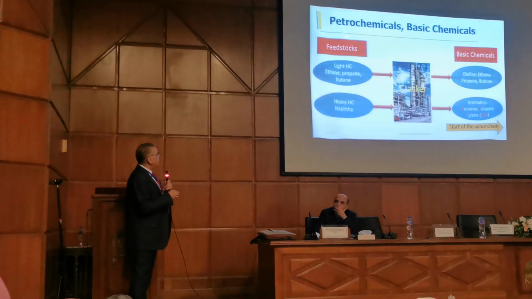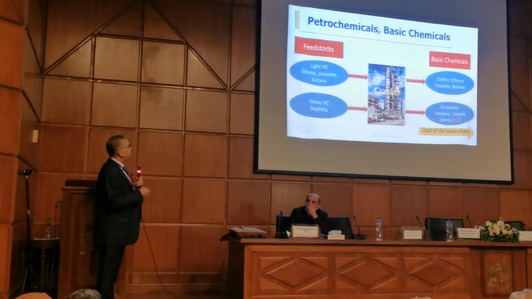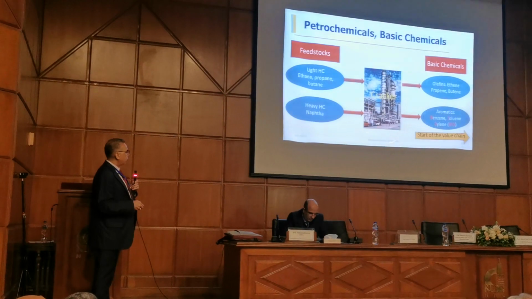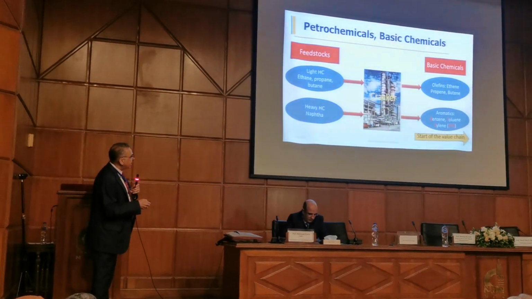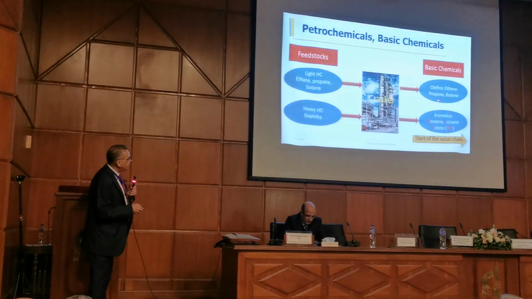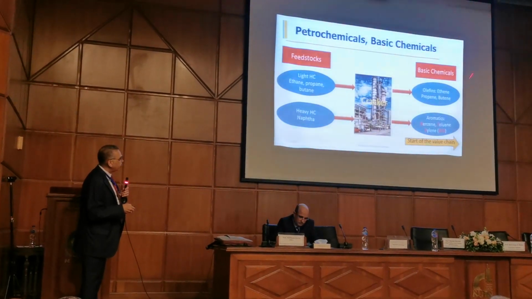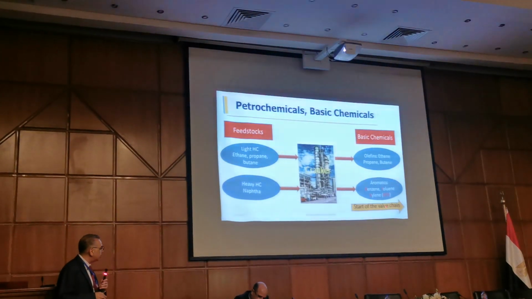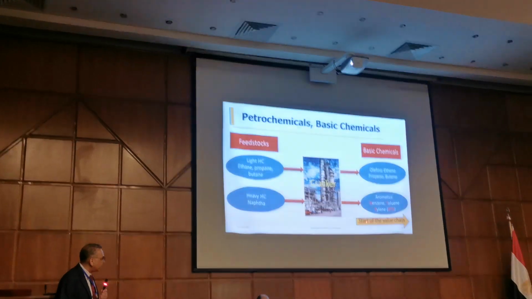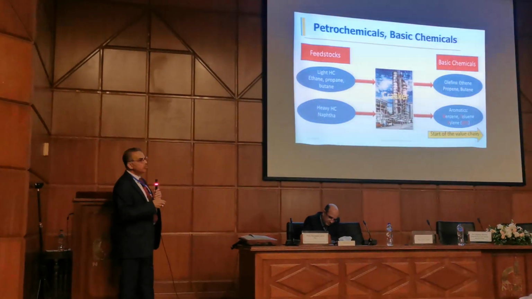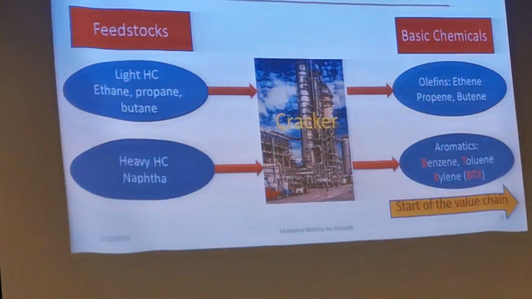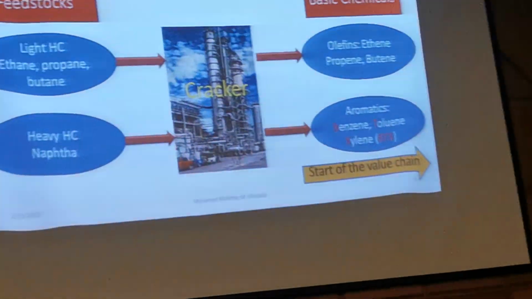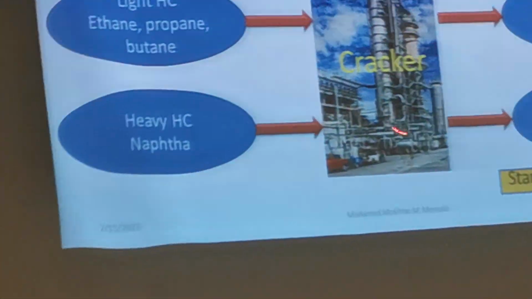Here, we would like to say the feedstock itself could be hydrocarbons like ethane, propane, or butane, or even heavy hydrocarbons such as naphtha, going through the cracker to make the basic chemicals that everyone needs in industry, like olefins: ethylene, propylene, butene, or aromatics: benzene, toluene, xylene, called BTX. So starts the value chain. Here is the core of the industry. Here is Aramco. Here is SABIC, with very important applications for how to make use of these chemicals.